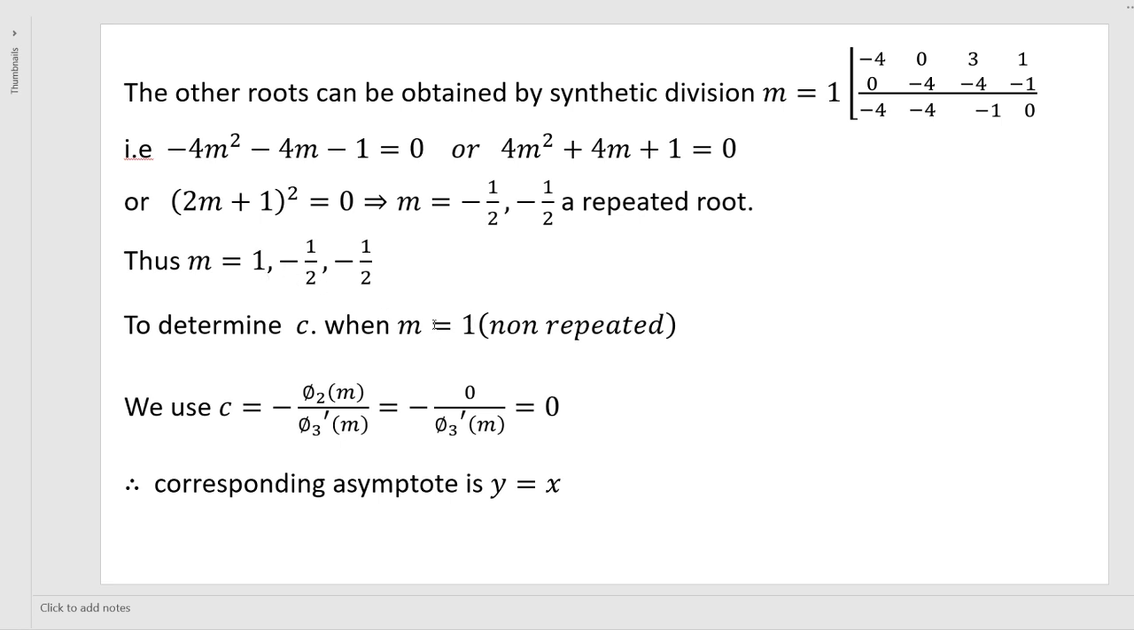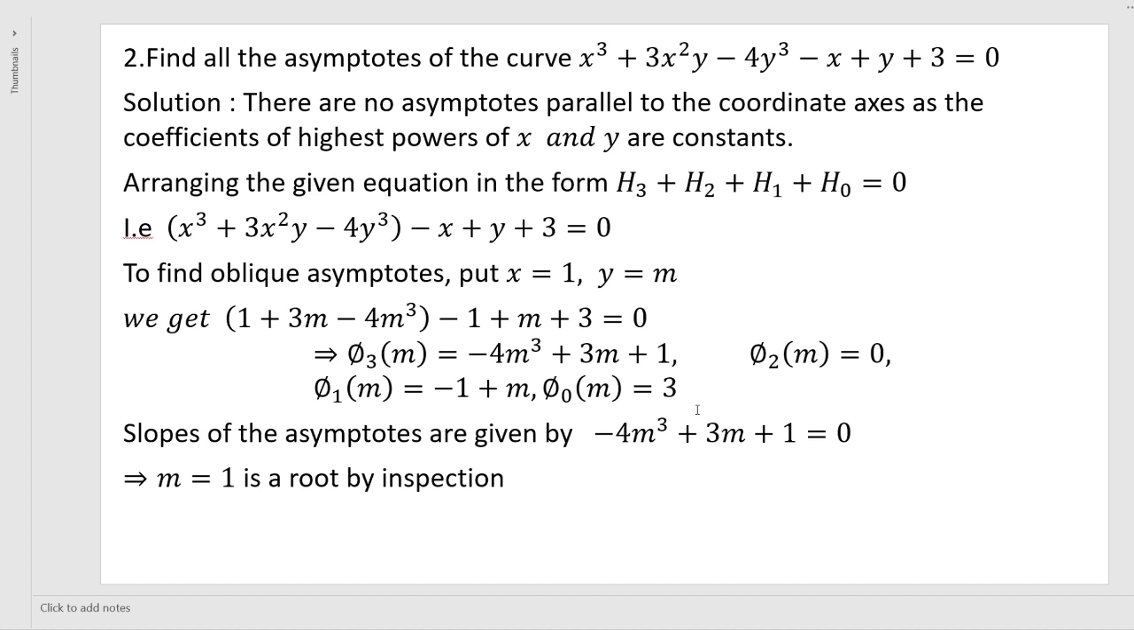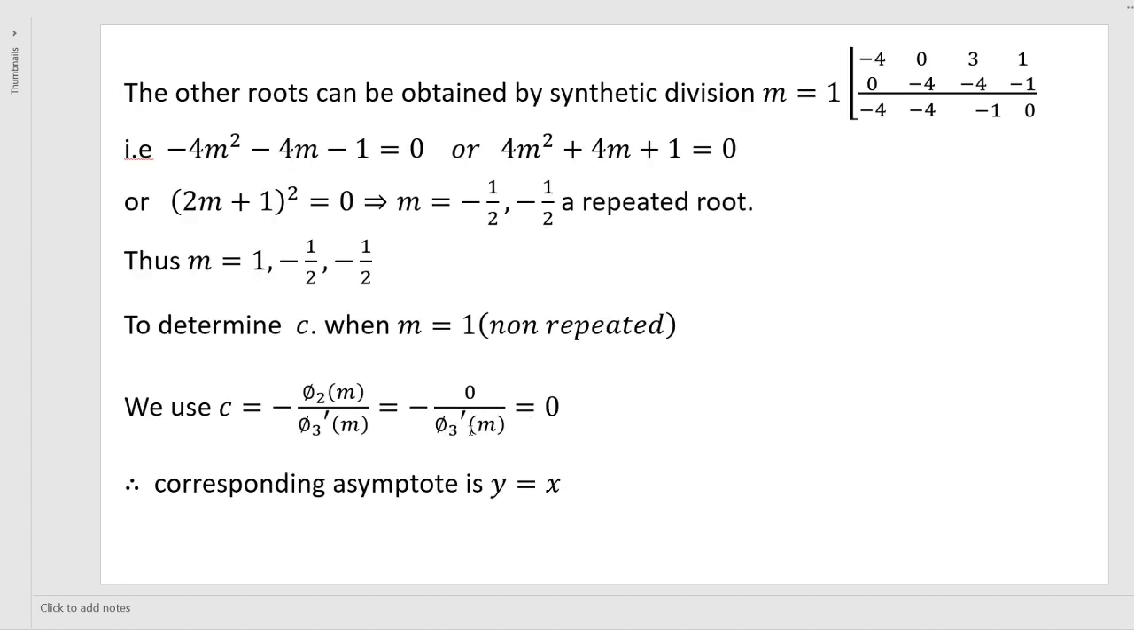For the non-repeated root m is equal to 1, to find the intercept we use the formula c is equal to minus phi 2 of m divided by phi 3 dash of m. Phi 2 of m here is 0. And phi 3 dash of m is minus 12m square plus 3, which is not a zero term. So 0 by the non-zero element is equal to 0. Therefore, the corresponding asymptote is y is equal to mx plus c. With m is 1, y is equal to 1 into x plus 0. Therefore, y is equal to x is one of the asymptotes.